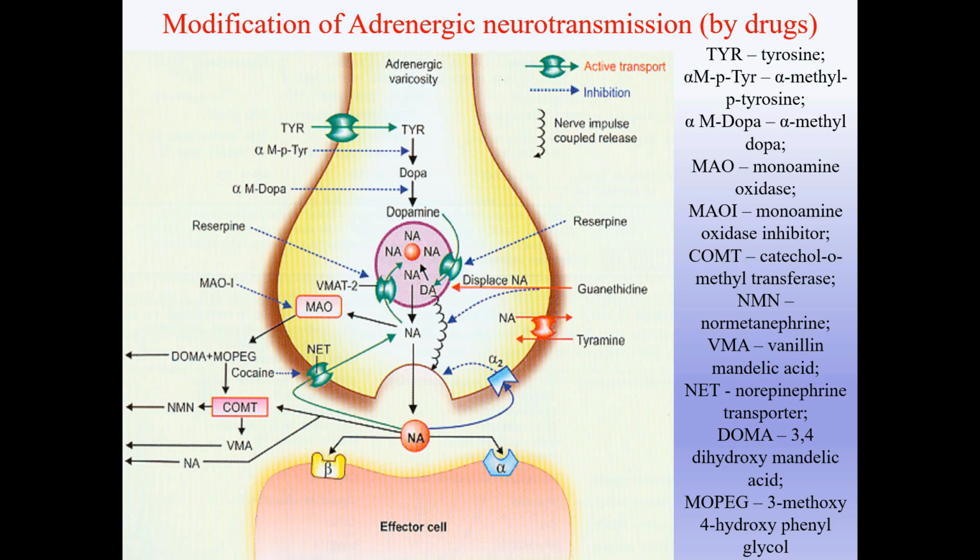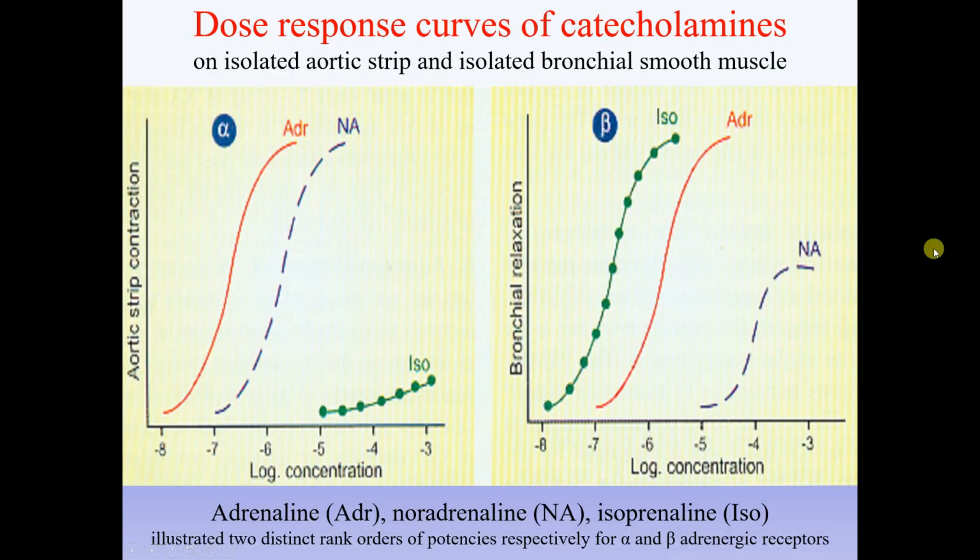And on this slide you can see modification of adrenergic transmission by drugs. For example, reserpine, guanethidine, tyramine, cocaine, monoamine oxidase inhibitors, and others. And on this slide you can see dose response curves of catecholamines on isolated aortic strip and isolated bronchial smooth muscle. Agents which you can see: adrenaline, noradrenaline, and isoprenaline, and in here isoprenaline, adrenaline, and noradrenaline. This picture illustrates two distinct rank orders of potencies, respectively for alpha and beta adrenergic receptors.